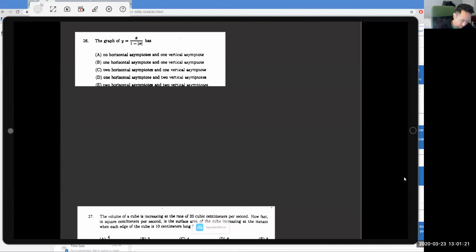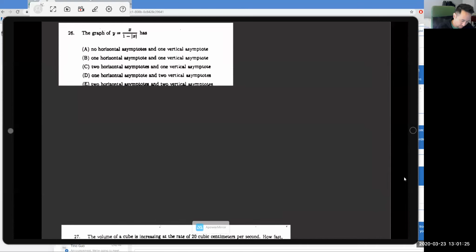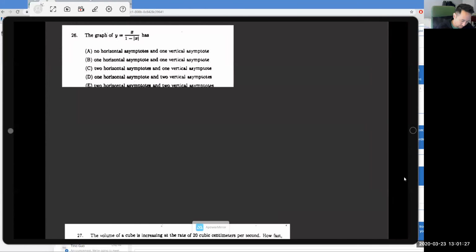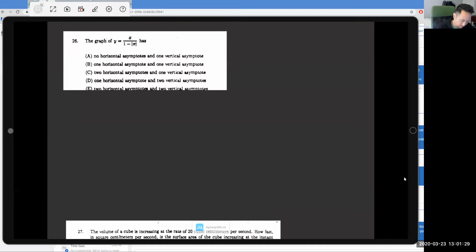Okay, moving on to 26. We've got the graph of y equals x over 1 minus absolute value of x, which has a combination of horizontal asymptote and vertical asymptote. We're trying to figure out how many of each. So let's first talk about vertical asymptotes. I think they're easier to see, right?